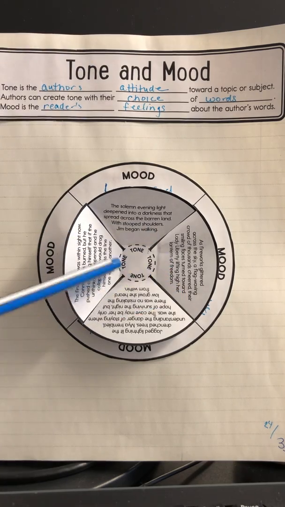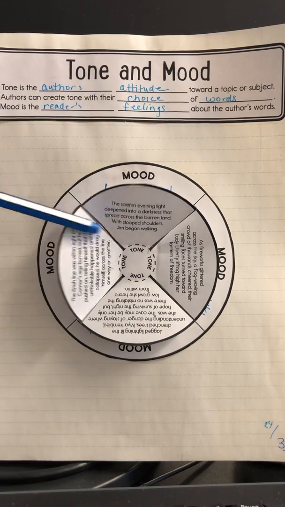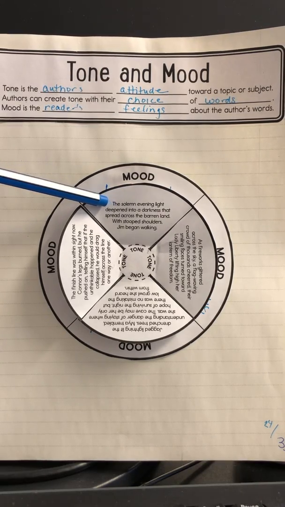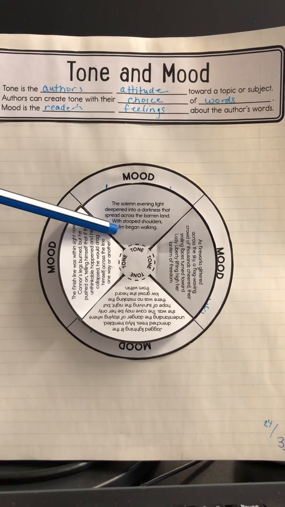So, for example, down here, and it doesn't matter in what order you turn this circle, but we're just going to follow along how I have. So find your flap that says, "The solemn evening light deepened into a darkness that spread across the barren land. With stooped shoulders, Jim began walking."